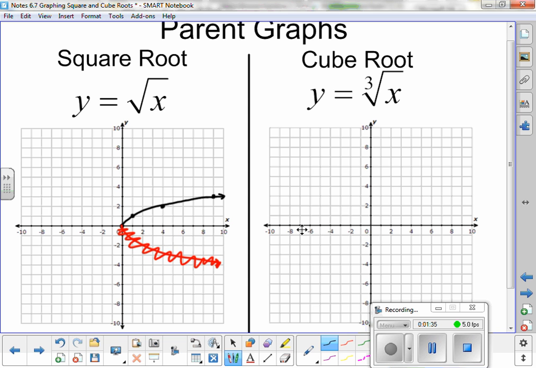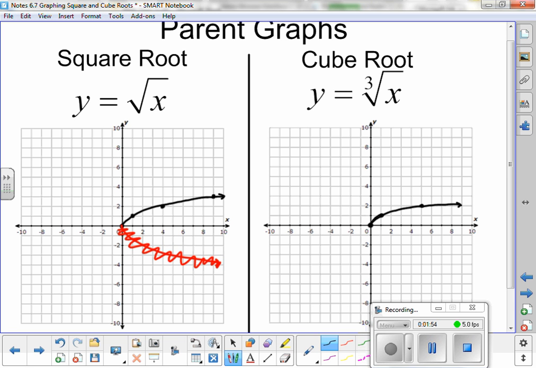The cube root, you can do a few points also. Cube root of 0 is 0, cube root of 1 is a 1, cube root of 8 is a 2. And if you connect those, you get half a parabola also, going that way, but with this one you can actually go ahead and do negatives also.